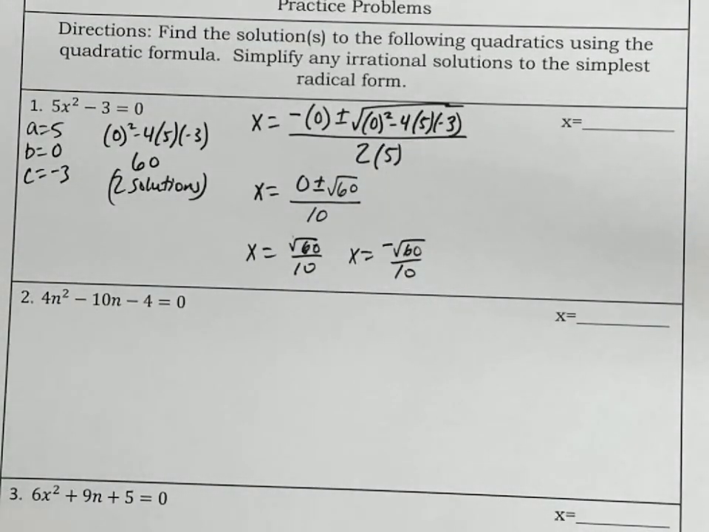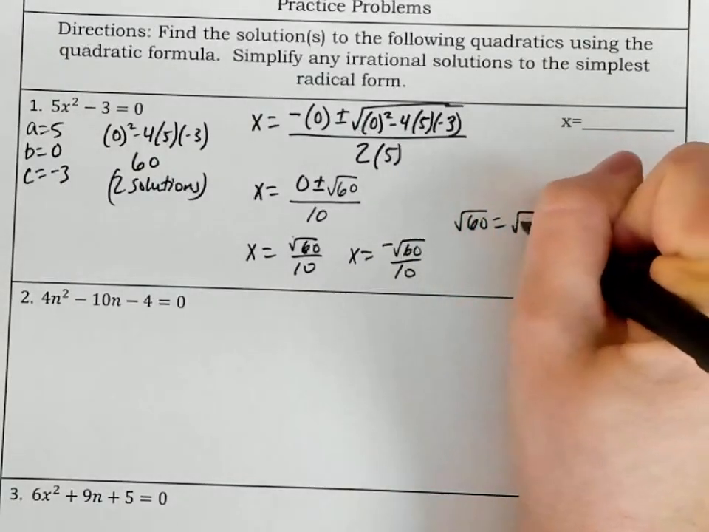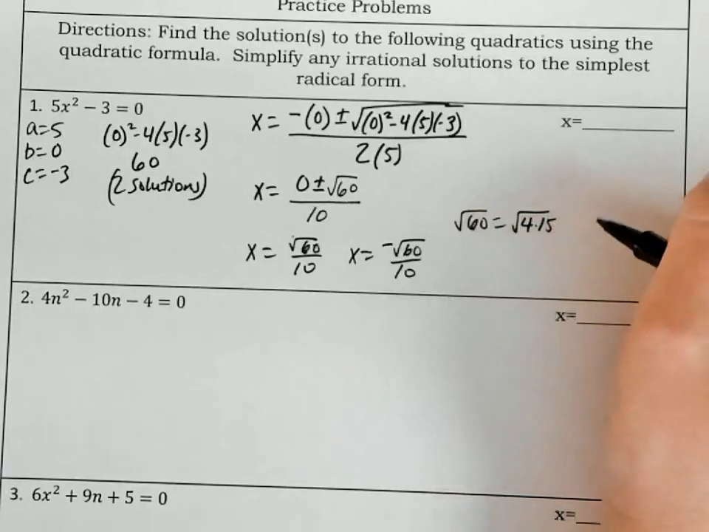So now I need to figure out how to simplify that square root of 60. So I'm going to start looking for some factors. I know there's 1 in 60, there's 2 in 30, there's 3 in 20, and then there's 4 in 15. And 4 in 15 already involves a square, so I'm going to use 4 in 15 here. So the square root of 60, I have the square root of 4 times 15.